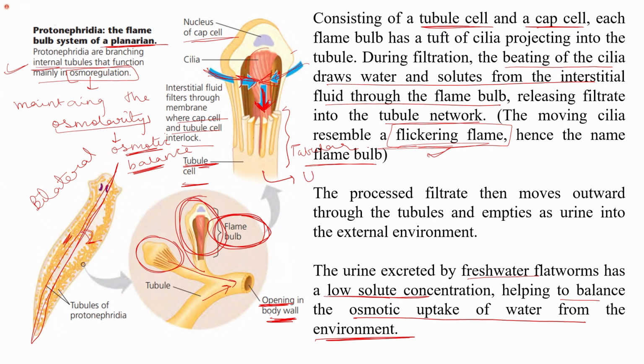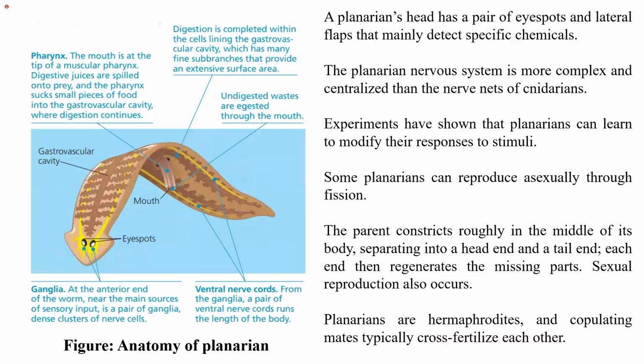Fine. So this is about the excretory system of planarians or platyhelminthes. Planarian is just an example. Protonephridia or the flame bulbs is an important term. You need to remember that these are part of the excretory system of the platyhelminthes. So this is the general anatomy of planarian, which is an example of platyhelminthes.